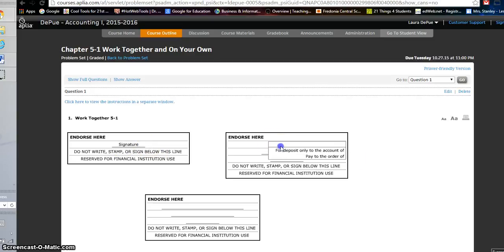The second one, we have a drop-down menu again. So we're going to, on the first line, have the words pay to the order of, and then the person that we're going to be paying, they gave us in the instruction, was Kelsey Sather, and then below that would be our signature. The final one, the restrictive, we are going to write the words for deposit only to the account of, the name of our business, and then our signature there again.